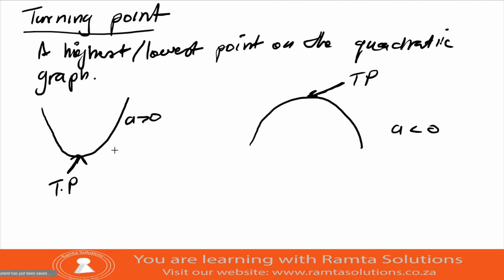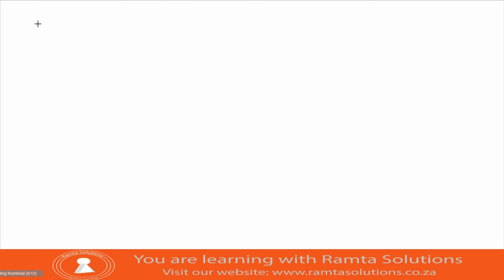This is why when a graph is like this, we call it a minimum. This is why when it's like this, we call it a maximum. Okay? Alright. Now, finding your turning point given y equals ax squared plus bx plus c.